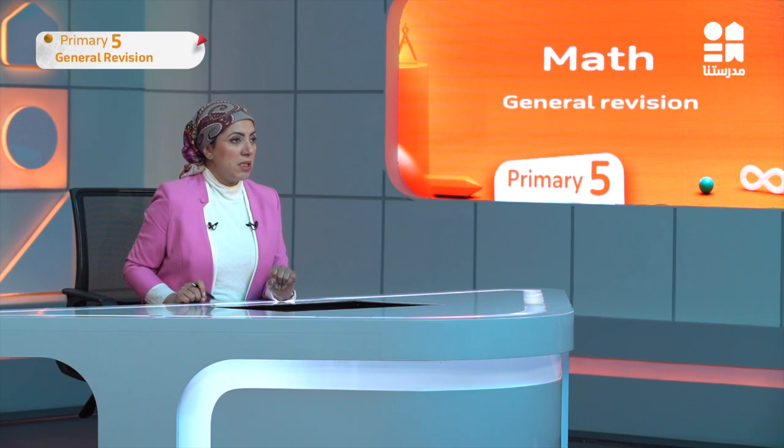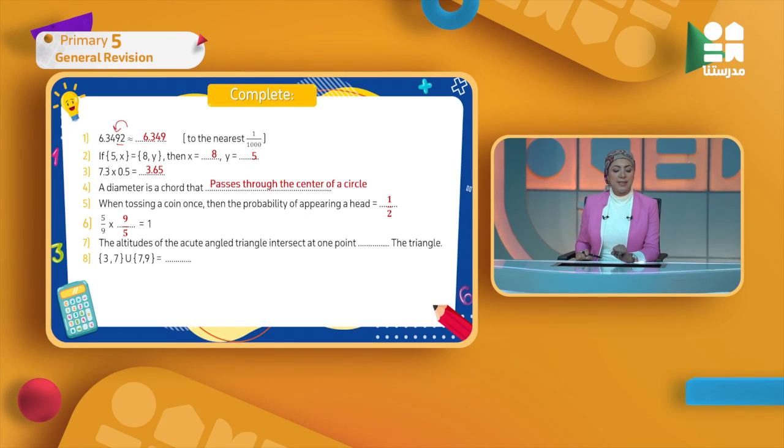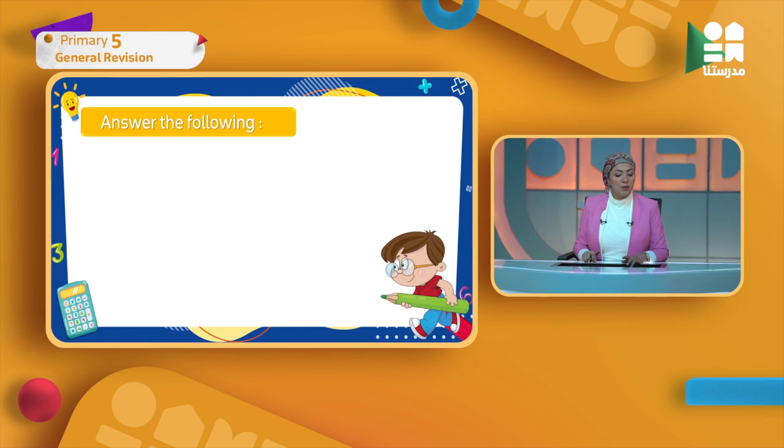Number 8, the set of elements 3 and 7 union the set of elements 7 and 9 is the set of elements 3, 7, and 9 because I don't repeat the common factors or the common elements. And now to another question.